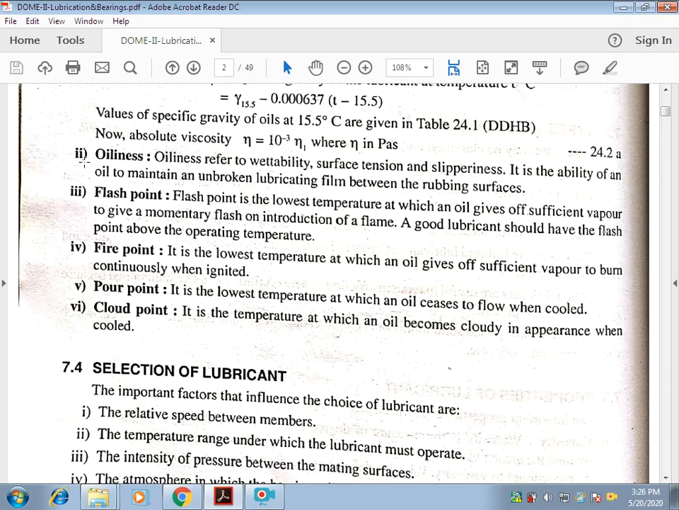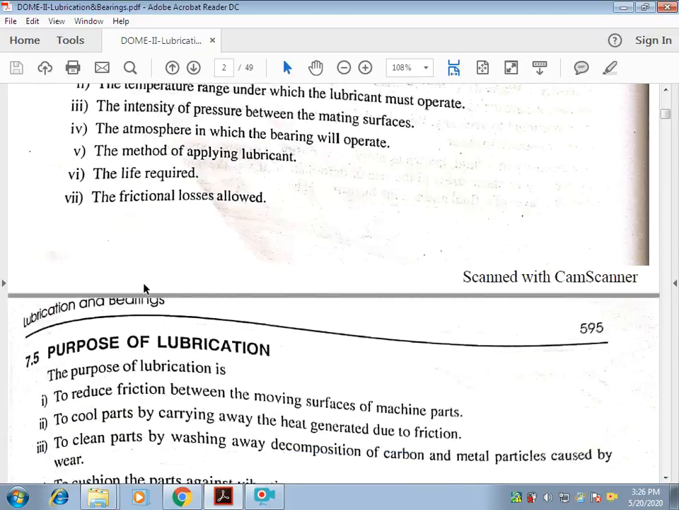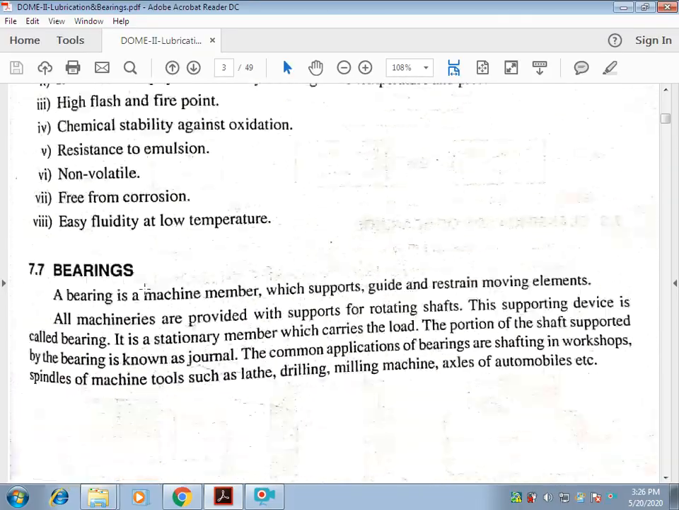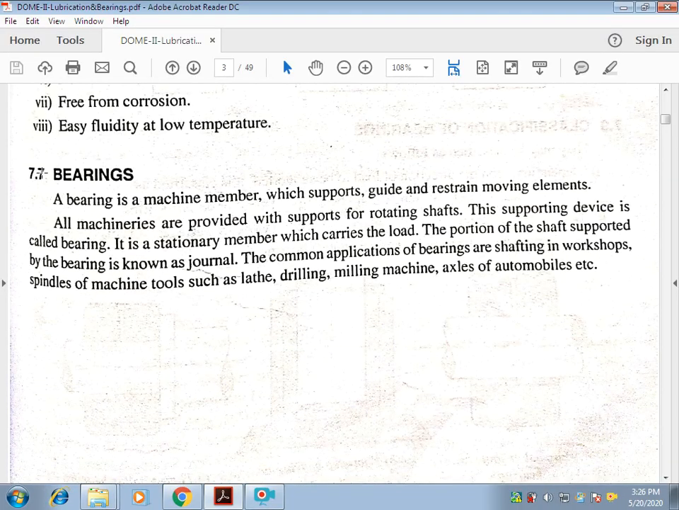These are not so much important. Selection of lubricant, I don't want this one. Next comes bearings. Here is important for us. Bearing is a machine member which supports, guides, and restrains the moving elements. See, the main function of the bearing is to support, guide, and restrain the moving elements.